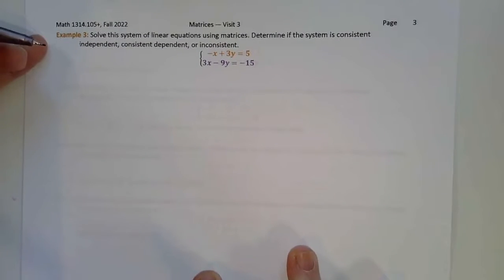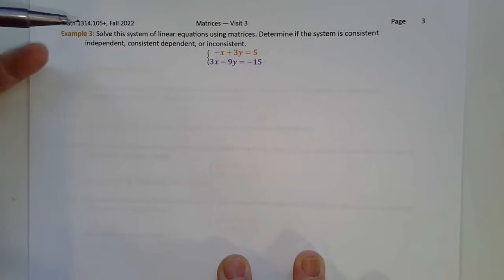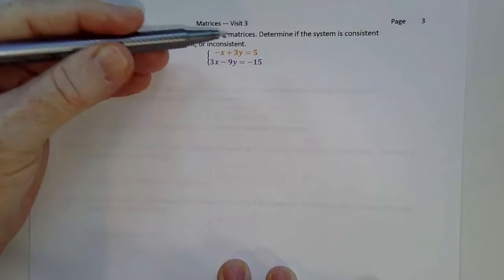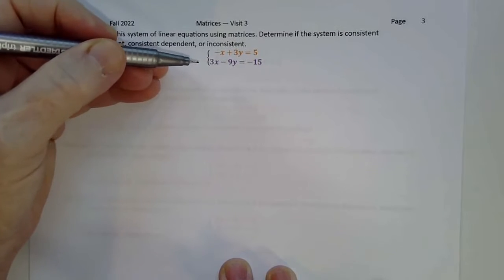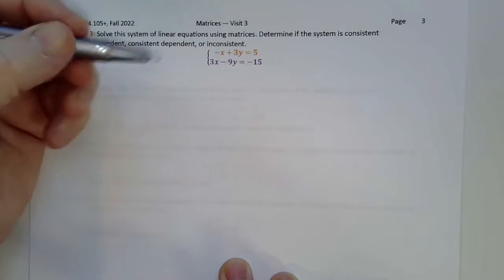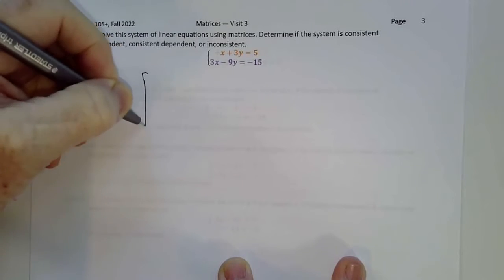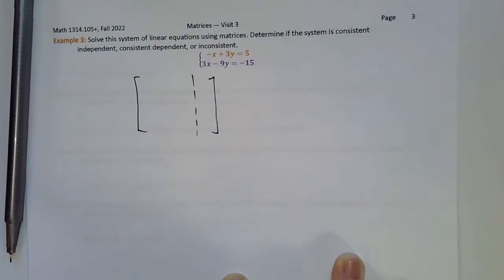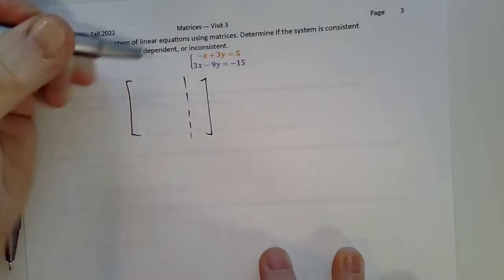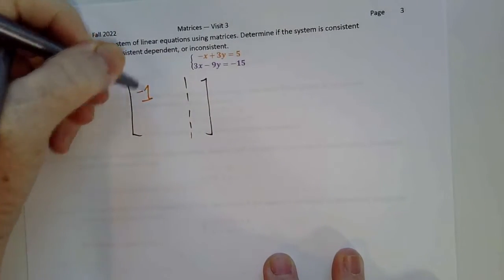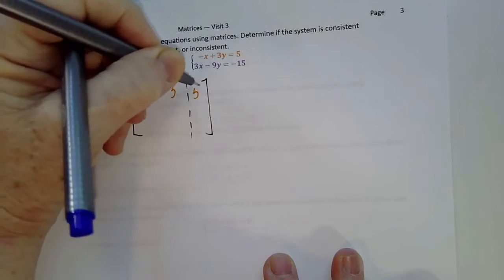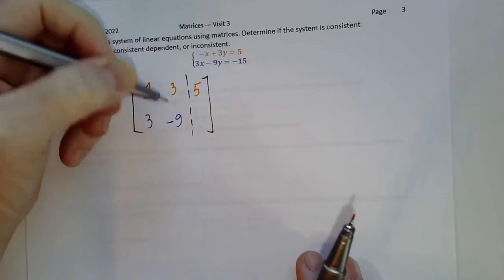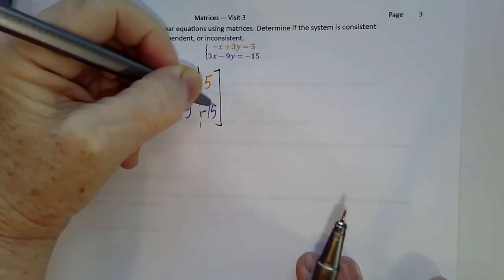Let's solve this system using matrices. The system is negative x plus 3y equals 5 and 3x minus 9y equals negative 15. So our initial matrix will look like negative 1, 3, 5, 3, negative 9, negative 15.